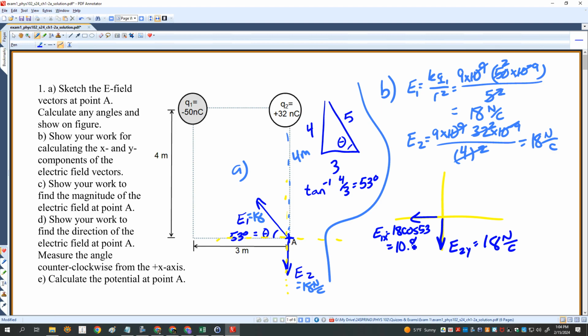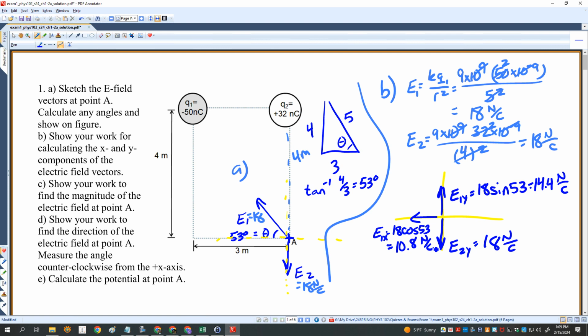Let's see, I guess I should just be keeping 2 sig figs. I'm going to keep 3 until the end, but if you kept 2, that's fine. And then this is the y component. E1y is going to be 18 sine of 53, and that's going to be 14.4 newtons per coulomb. All right, so those are, no, not quite done.